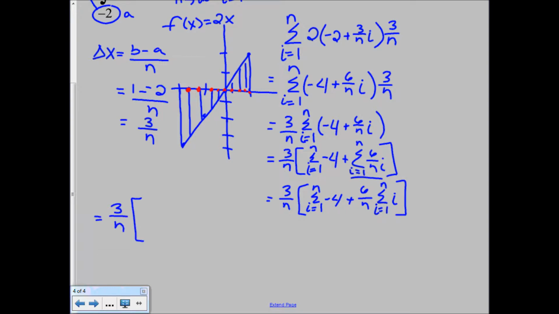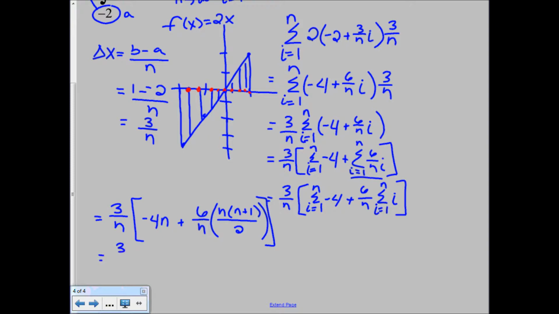So the sum of a constant from 1 to n is just going to be the constant, so negative 4 times n, plus 6 over n. And the sum from 1 to n of i is just going to be n times n plus 1 over 2, just plugging straight in for that formula for the sum of i. So now all we have to do is simplify.